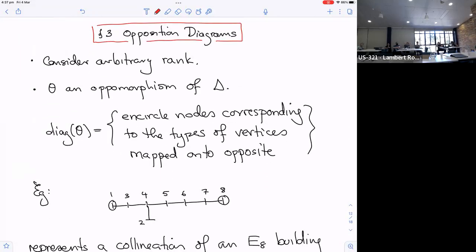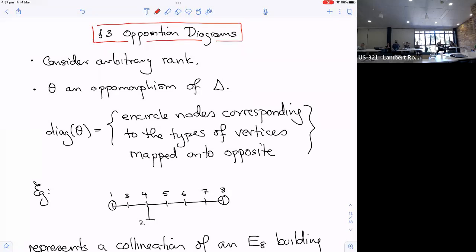So our next part of our project was that we want to move to higher rank, of course. At first it seemed like a mess. Like, what are the possible, just saying an automorphism of an E8 building doesn't map a J to an opposite. What can you say about that? So the idea of these opposition diagrams was to give some structure, a framework with which to work, and I've got to explain it, and it worked well, it turned out.